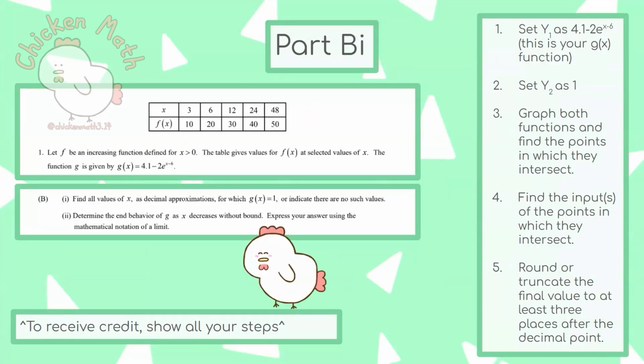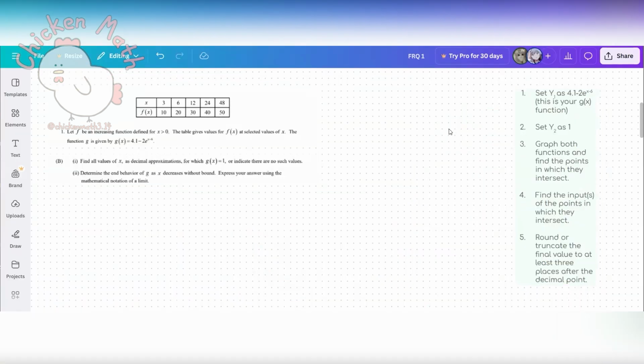All right, so now we're going to move on to part B1 of this FRQ. And part B1 says we want to find all the values of x as decimal approximations for which g of x equals 1, or indicate that there is no such value. So we're going to be following these steps right here. Our first step is we want to take our calculator and we want to set y1 as g of x. So we actually did that for the last part already.